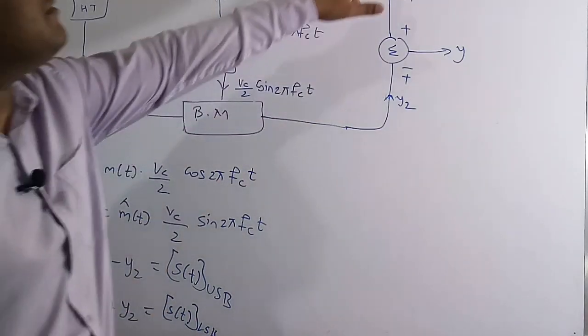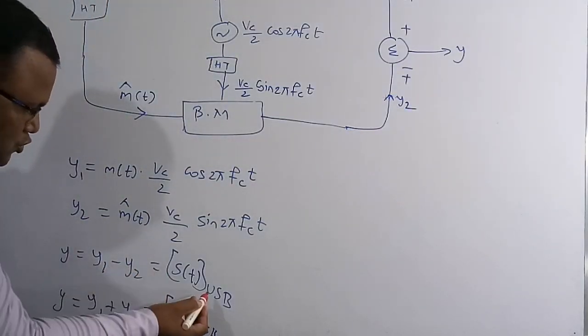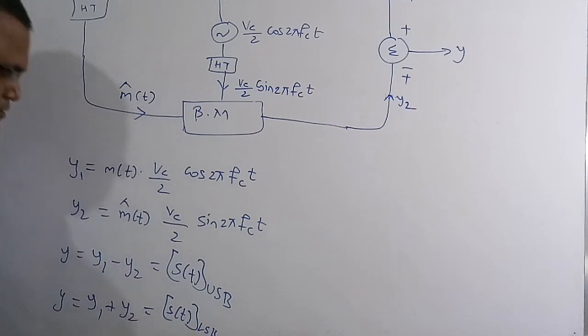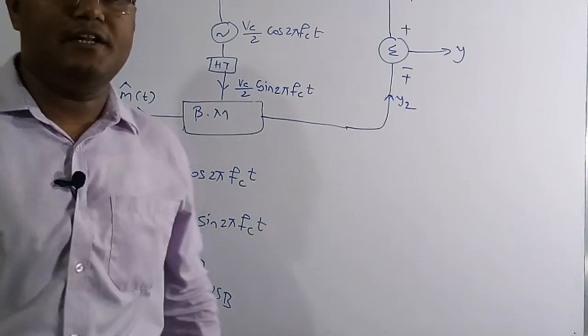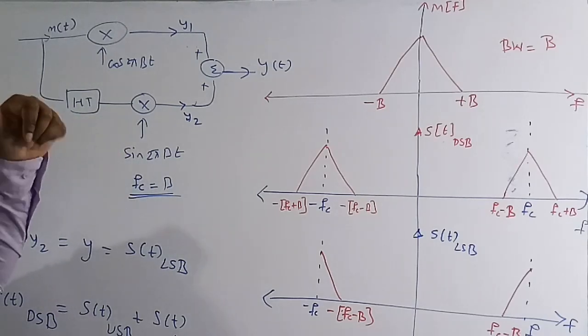This is the main circuit of this single sideband. Here minus means USB, plus means LSB. So now let's solve this numerical. This is the circuit diagram which is given in the question.